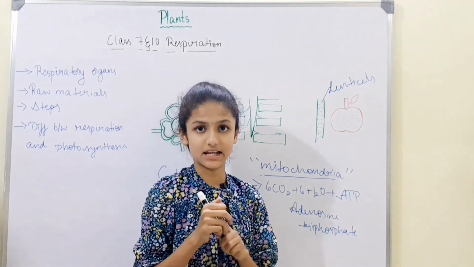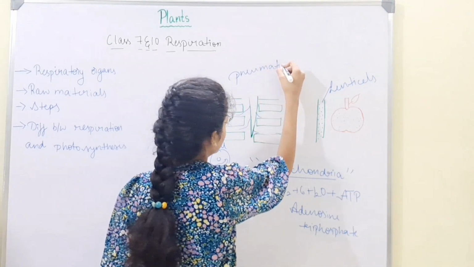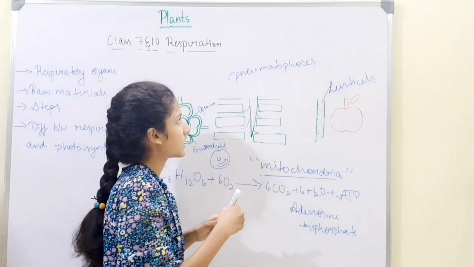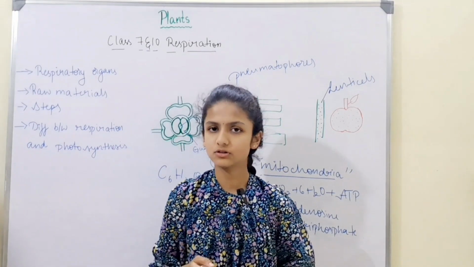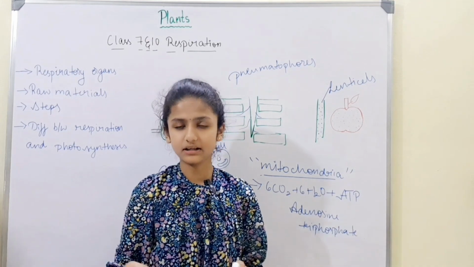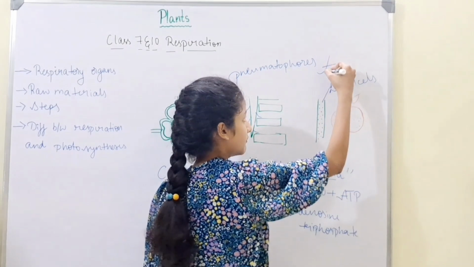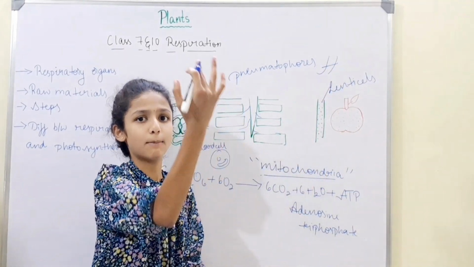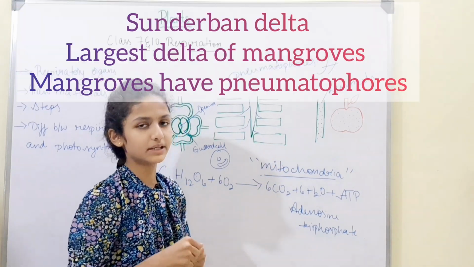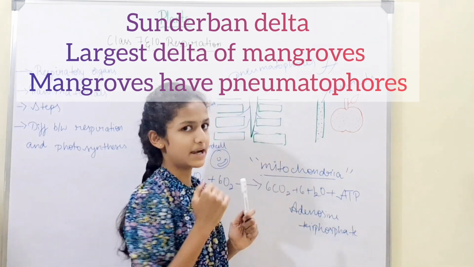Now let us find out about pneumatophores. What are these? These are for mangroves. The mangrove roots are known as pneumatophores. Mangroves grow in salty water, wetlands. They are inside the water, so they need oxygen. So these roots grow upwards out of the soil in search of oxygen. They are known as pneumatophores. We can also call them breathing roots. Sundarban delta is the largest delta of pneumatophores.